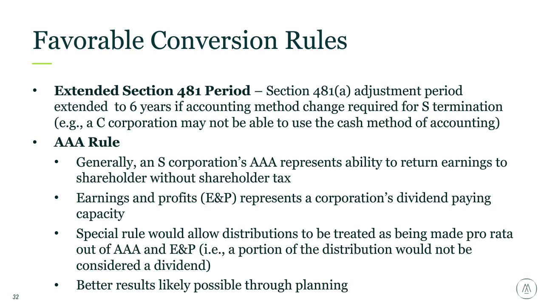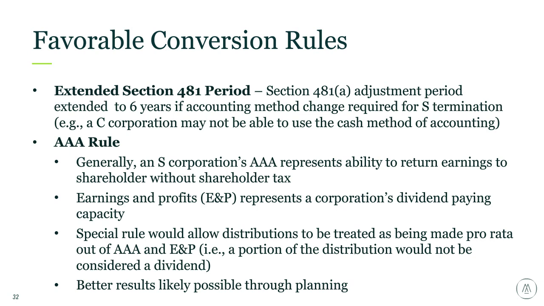What this rule does is it says, look, S corporation that converted to C corporation, we're going to let you keep track of that AAA balance that you had, that favorable accounting balance that you had, and going forward, when you pay a distribution to your shareholders after you become a C corporation, we're going to let you treat a portion of that distribution as from your AAA, i.e., as not a taxable dividend in the hands of your shareholders.